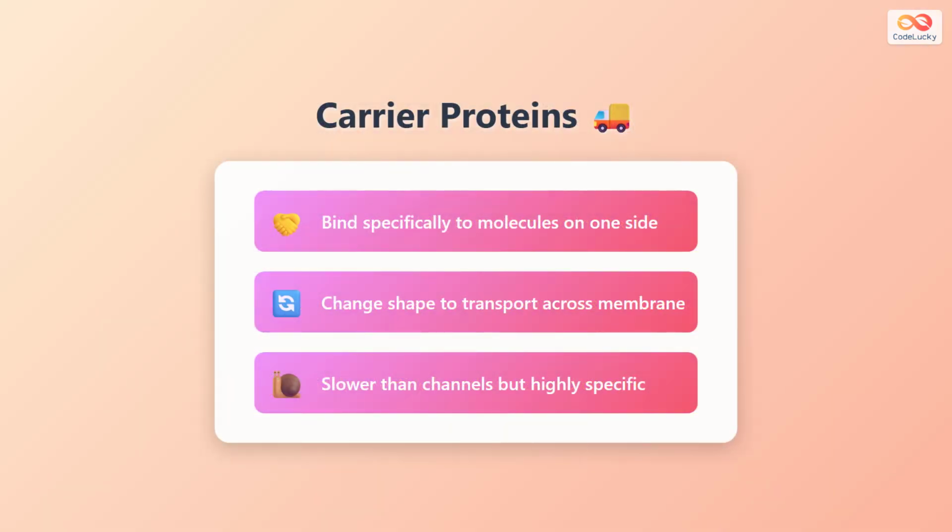Now let's look at carrier proteins, which work differently from channels. Carrier proteins bind specifically to molecules on one side of the membrane. Once bound, the protein changes its shape to transport the molecule across to the other side. This process is slower than channel-mediated transport because it requires the protein to physically change conformation. However, carrier proteins are highly specific and can transport larger molecules that wouldn't fit through channels. This mechanism is particularly important for transporting nutrients like glucose into cells.